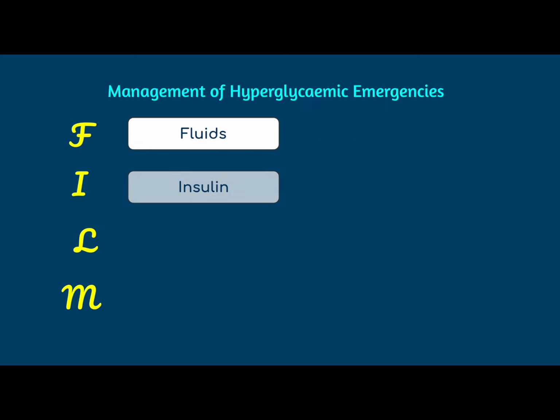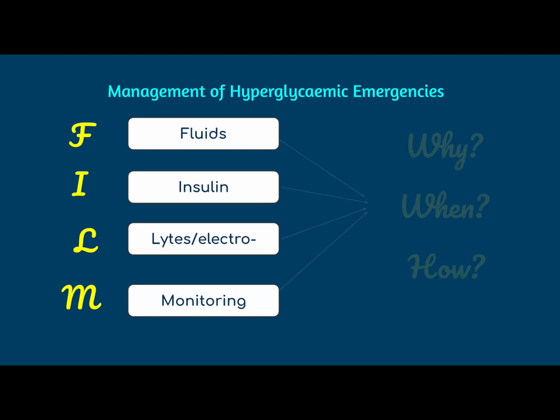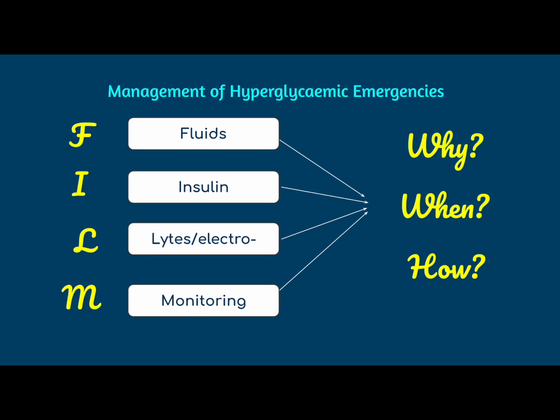Let's look at some principles of management of hyperglycemic emergencies. Here we want to look at the 4 important points, which include fluids, insulin, electrolytes, and monitoring. You can use the acronym FILM, which stands for film, to remember these principles. It is important to understand the approach of managing hyperglycemic states from these 3 points of view, which are why they need to be corrected, when they need to be corrected, and how they can be corrected.